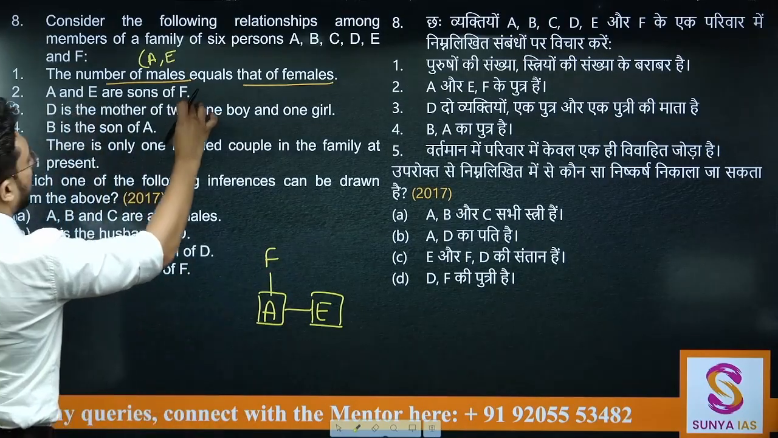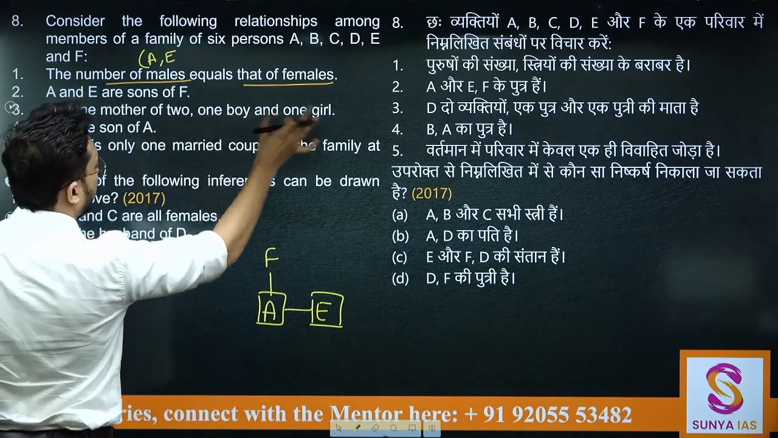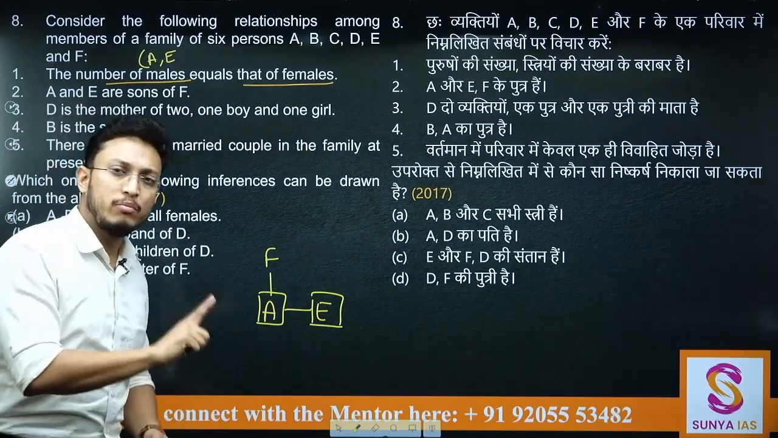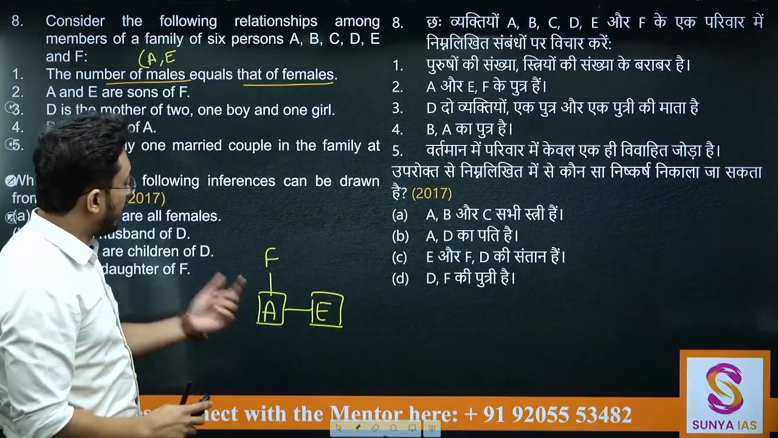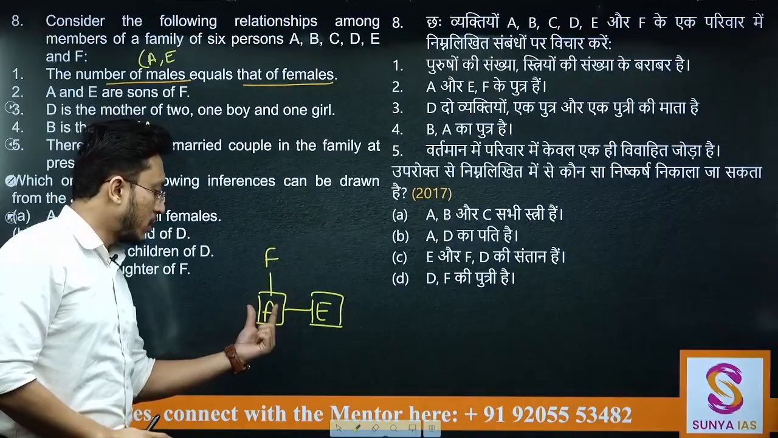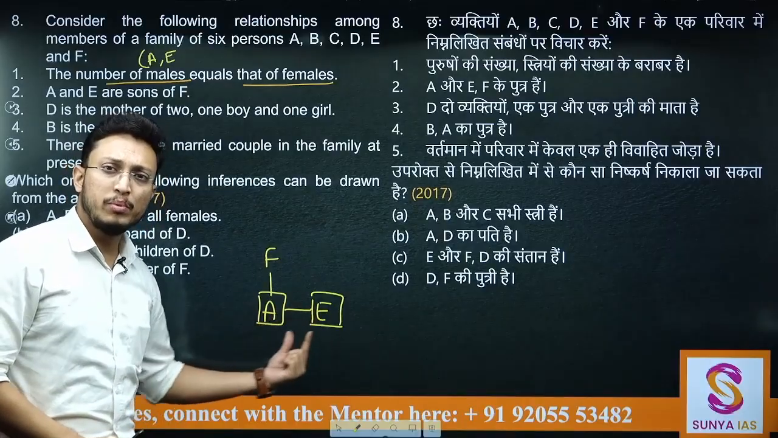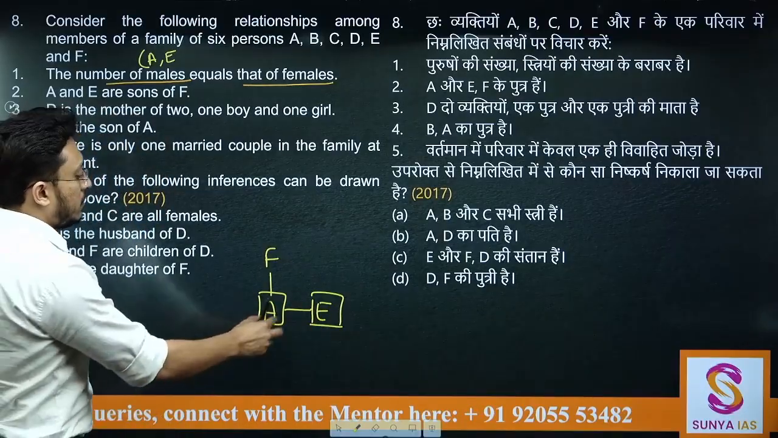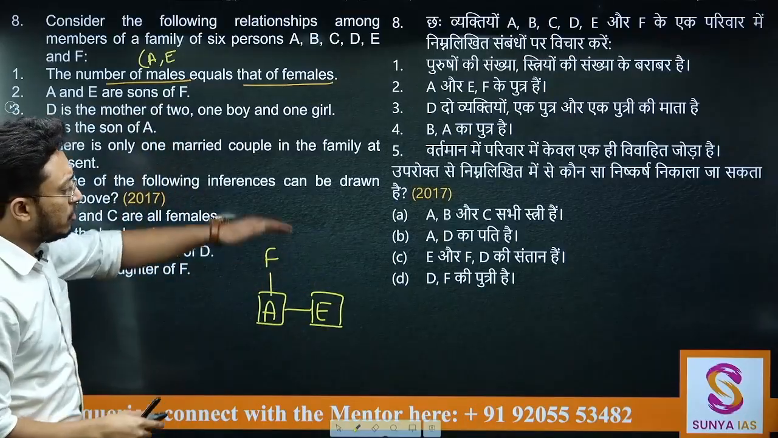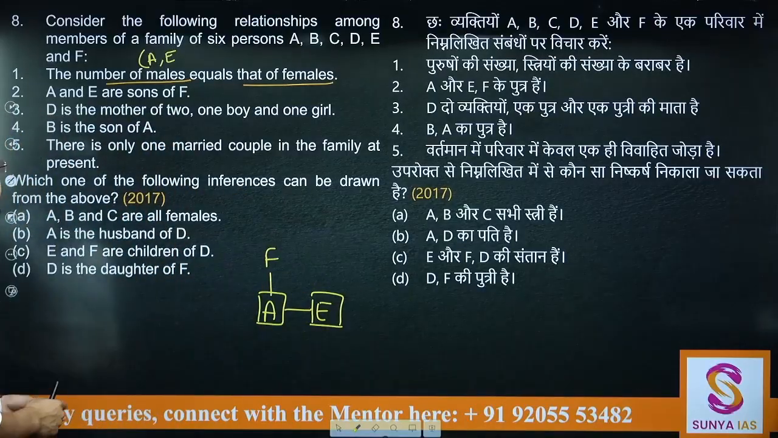D is the mother of 2, one boy and one girl. Now D is the mother of 2 and one should be boy, other should be girl. Can I definitely say that D is not here? Yeah, D is not the mother of A and E because these are 2 people. So that means D is definitely not here in this. D might be above, we'll see that.